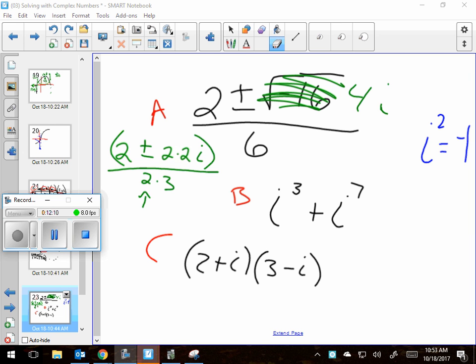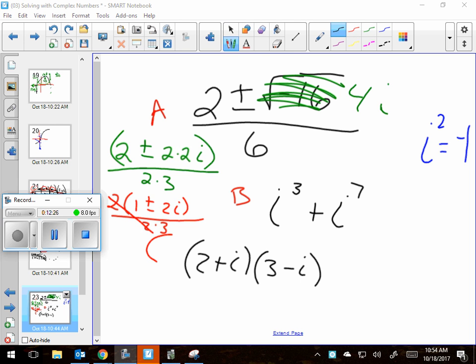So my next step would be, I'm going to write this out as 2 plus and minus, oh wait, I need to factor that out, sorry. 2 comes out to the front, 1 plus and minus 2i, all over 2 times 3, 2's cancel. There's your final answer, 1 plus and minus 2i over 3. How many of you got that one right? Awesome.